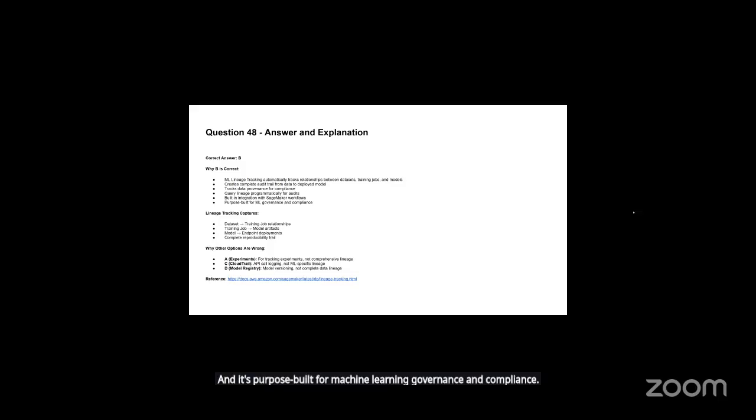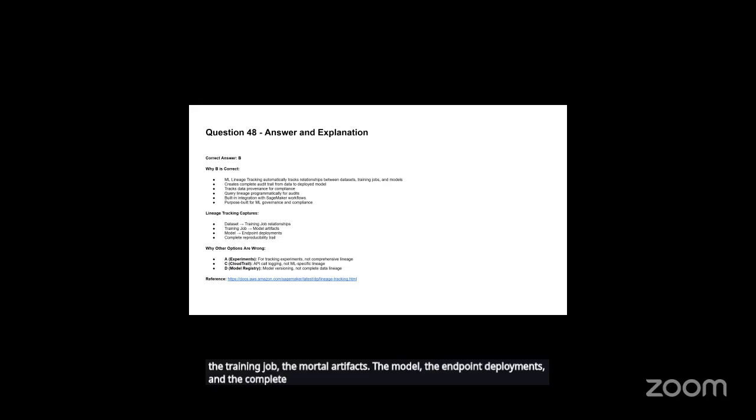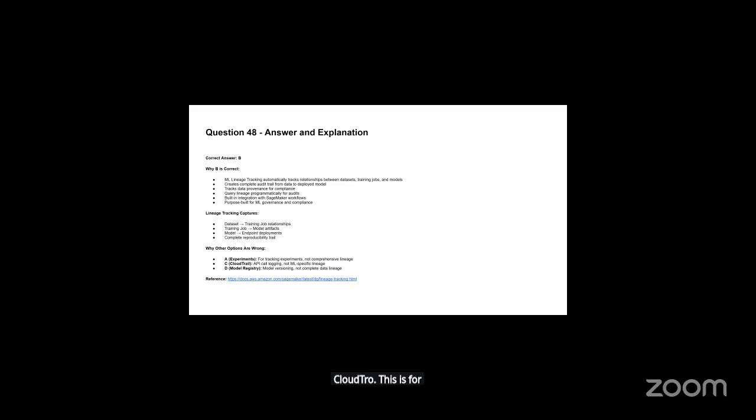So what does lineage tracking capture? Data sets, the training job relationships, the training job, the model artifacts, the model, the endpoint deployments, and the complete reproducibility trail. Why are the other options incorrect? So Experiments, this is for tracking experiments, not comprehensive lineage. CloudTrail, this is for API call logging, not machine learning-specific lineage. Model Registry is for model versioning, not complete data lineage.